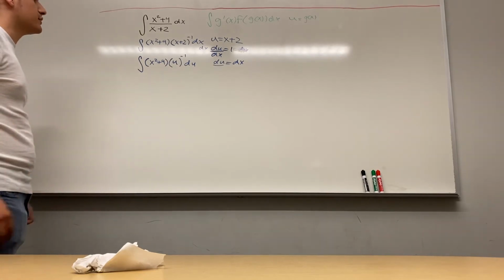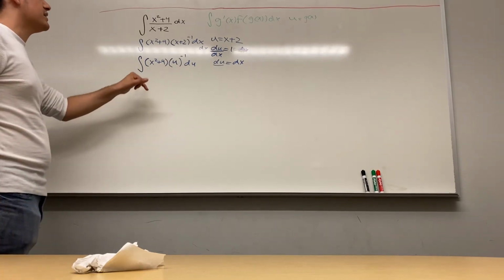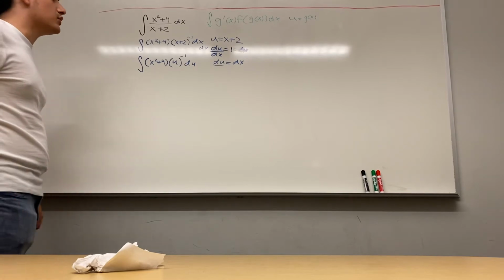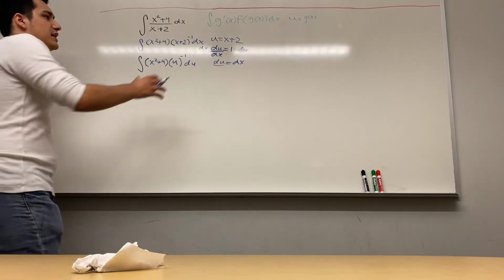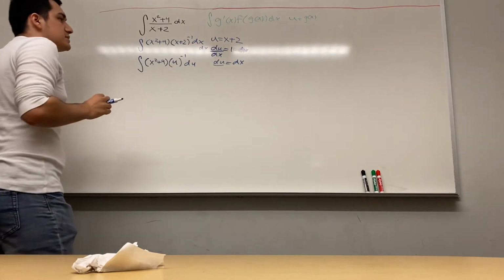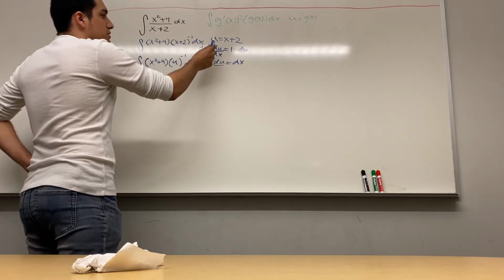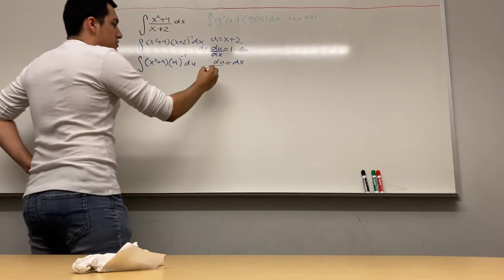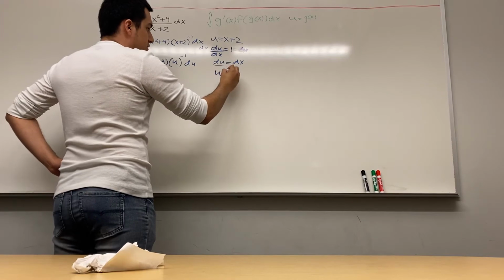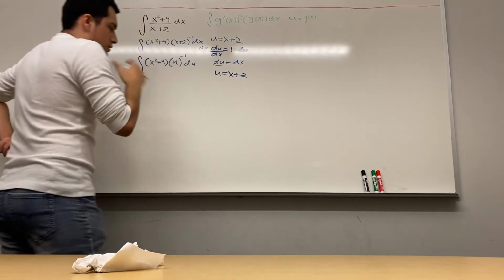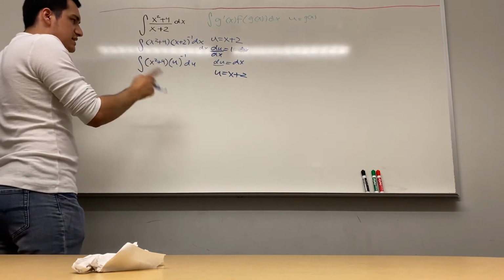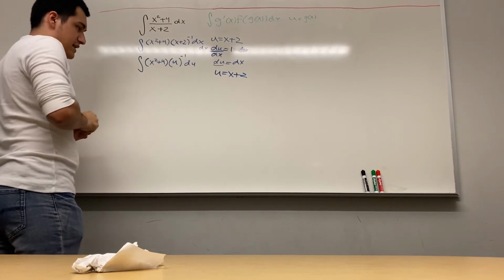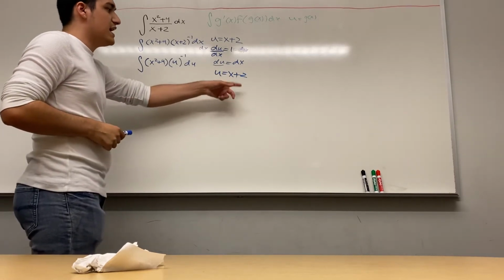How do we go forward? Well, we need to find a way to get rid of the x's. That's our main goal here. So we have to look at what we have in order to get rid of this. We see that we said that u is equal to x plus 2. So we can go ahead and rewrite that so it's clear what's going on. Let's say that u is equal to x plus 2.